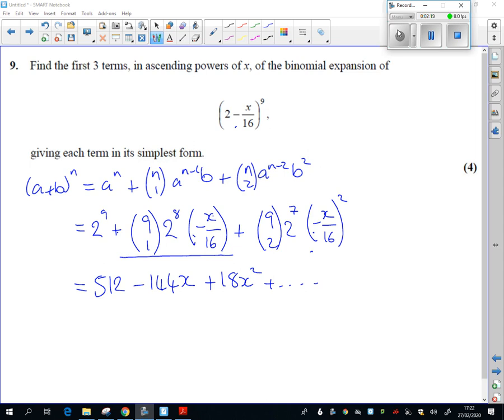And obviously it would carry on, but we've only been asked to find the first 3 terms, and we've been asked to give them in their simplest form, so obviously none of them have ended up as fractions, so there's nothing there that we need to simplify.